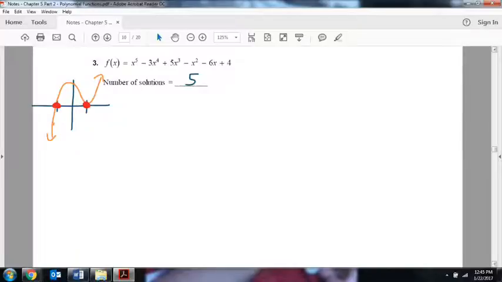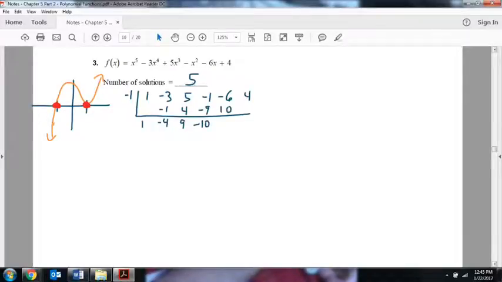So let's start with the negative 1. Why not? So we got a negative 1, a 1, negative 3, 5, negative 1, negative 6, and a 4. And let's do synthetic division. So drop down, multiply, add, multiply, add. So 1 times negative 1 is negative 1. Negative 4 times negative 1 is 4. That makes negative 9. Negative 10. That's 10. 4. Negative 4. 0. And if you don't believe me, pause and watch that again. So we do know that negative 1 really is a solution because of the 0.